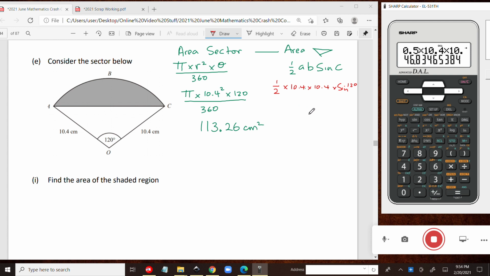And we are getting 46.83. So now we just minus both areas, the whole sector minus the triangle. 113.26 minus 46.83, and I am getting 66.43 centimeters squared. That's the final answer, right?